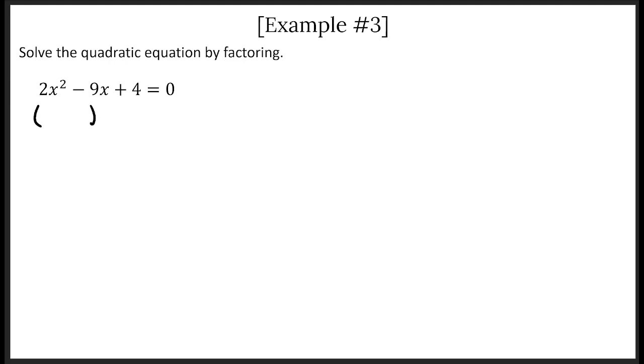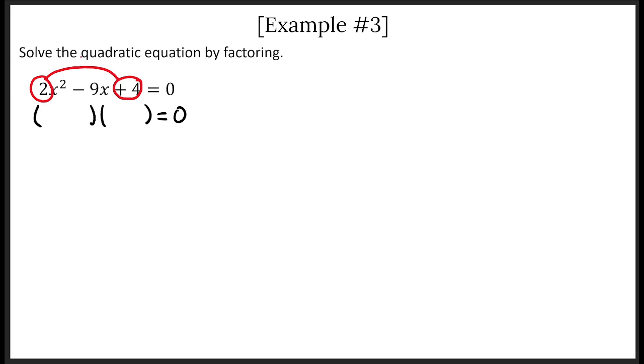This one's a little bit trickier, though, because I have a 2x squared in the front. So I can't just use a lot of shortcuts to get this one done. I have to go through the full factoring process. Normally, we would try to say, what are factors of 4 that can make 9? Well, factors of 4 are 1 and 4 or 2 and 2. Neither one of those are going to make 9, and that's because we have this a number in the front. We have a 2 in the front. This times 2 needs to be applied to the 4.